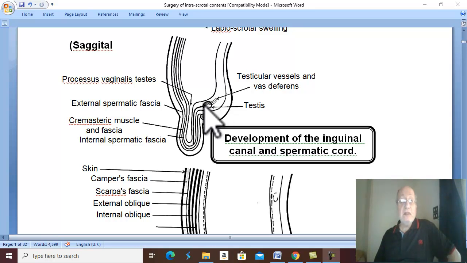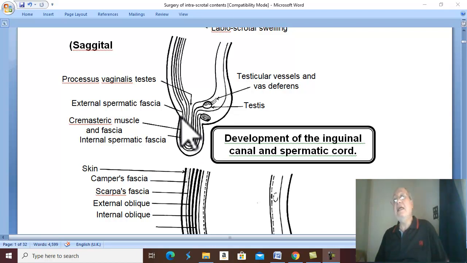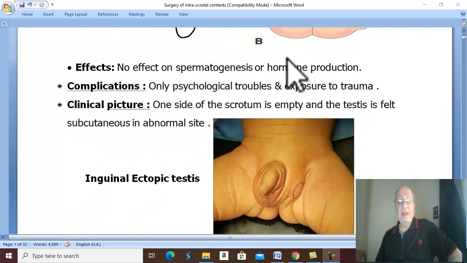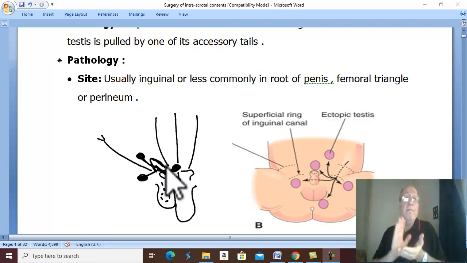Therefore, the testis does not descend to the bottom of the scrotum. But one of the accessory tails persists and pulls the testis. In this case, the testis descends normally in the abdomen, in the internal ring, in the inguinal canal and external ring. Normal. But here starts our congenital anomaly.